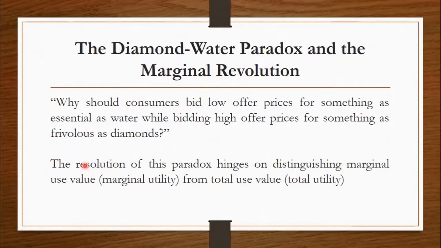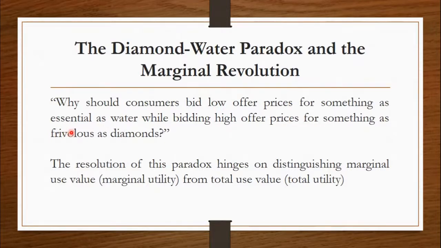Now let's move on to the diamond-water paradox and the marginal revolution. When we say diamond-water paradox, take note of this statement, or try to answer this statement: why should consumers bid low offer prices for something as essential as water while bidding high offer prices for something as frivolous as diamonds? So why do people bid low prices for something as useful as water, right?